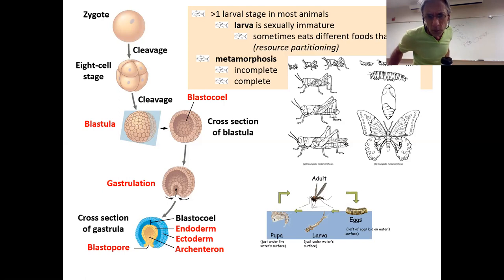Down below is our friend, the butterfly. Down below is our friend, the mosquito. Not our friend at all. What kind of metamorphosis does the mosquito undergo during its life cycle?